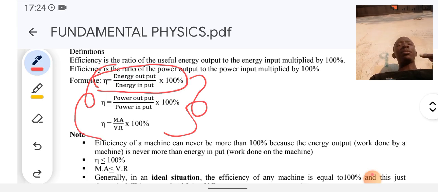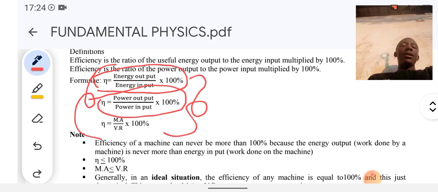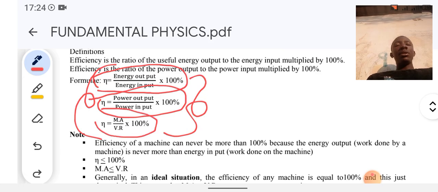So moving on, the next formula I can use is this one here, whereby you divide the power output, if you are given the power in the question, by the power input. Of course, you multiply it with what? 100%, because you are dealing with efficiency, and efficiency is the same as finding the percentage. Okay, that's how we are multiplying it by 100%. Then the last one you can use, depending on the data given in the question, is efficiency is equal to mechanical advantage divided by the velocity ratio times 100%.